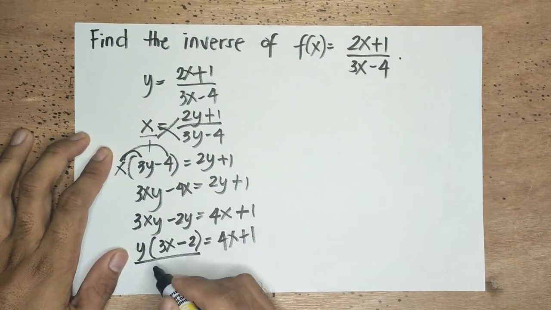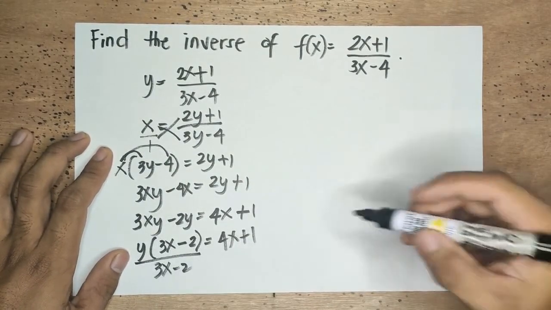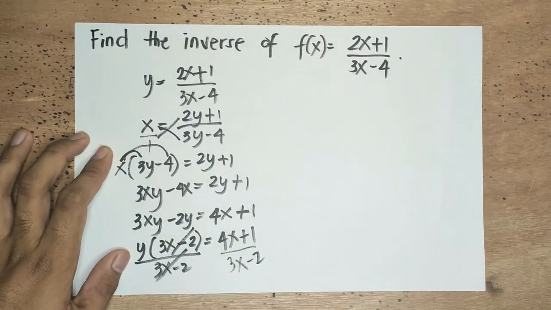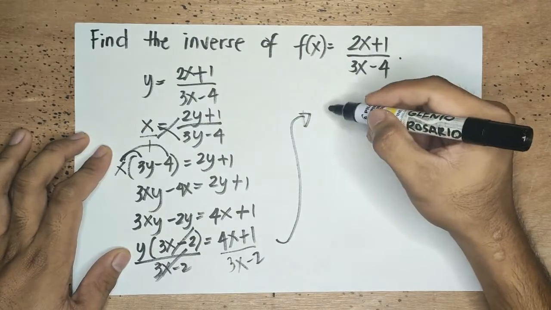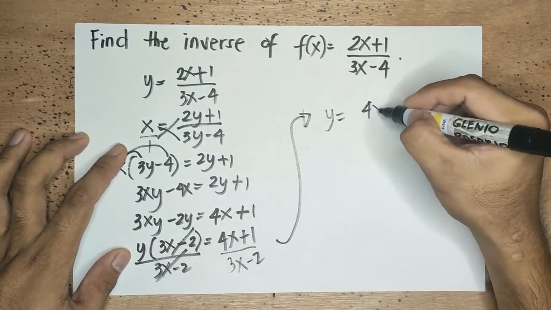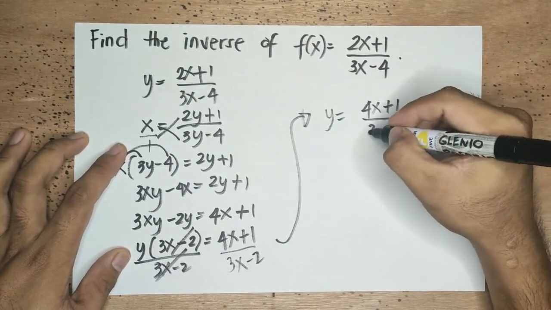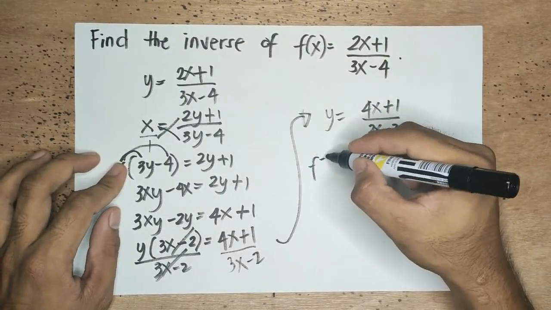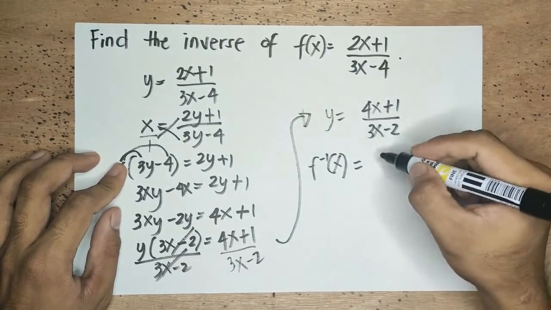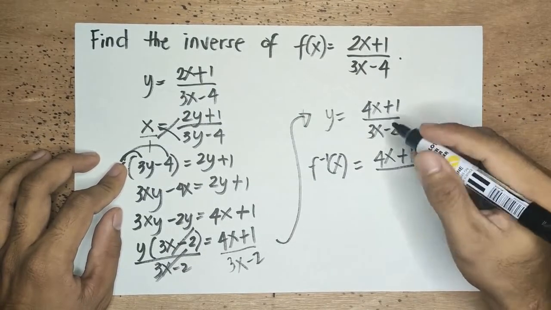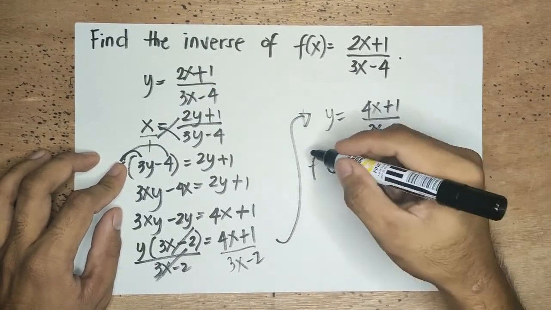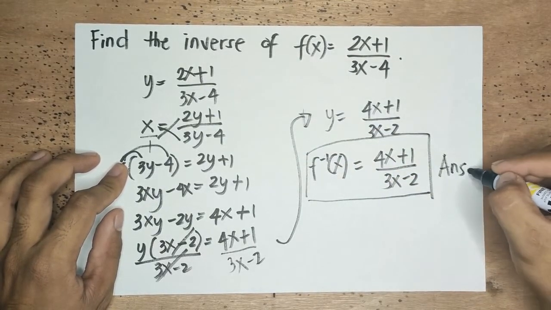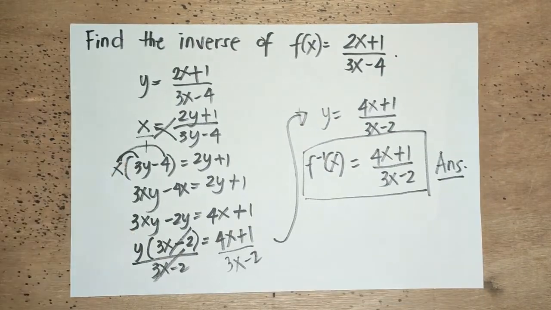So we divide both sides using 3x minus 2 and 3x minus 2 here. So cancel. It will give us y is equal to 4x plus 1 all over 3x minus 2. Or we replace this using the symbol f raised to negative 1 of x is equal to 4x plus 1 all over 3x minus 2. So this is the inverse of the function f. This is our answer. Okay?